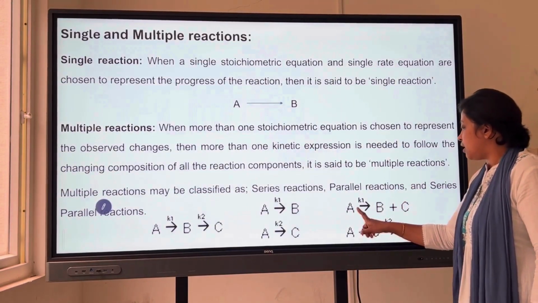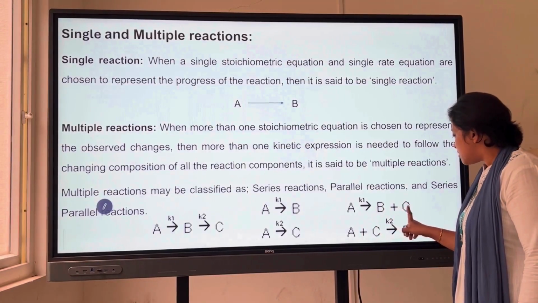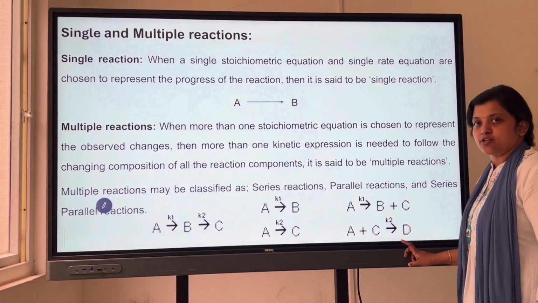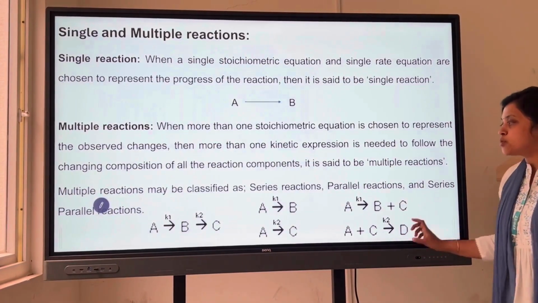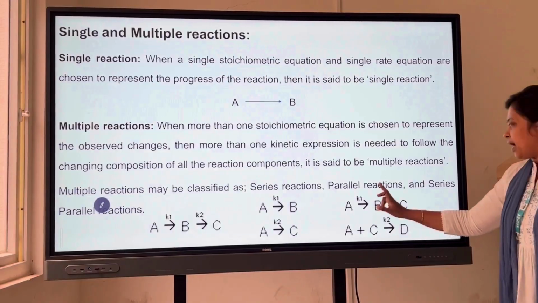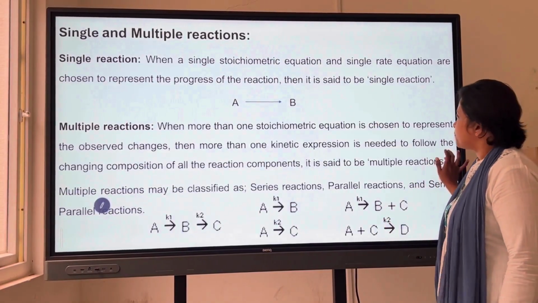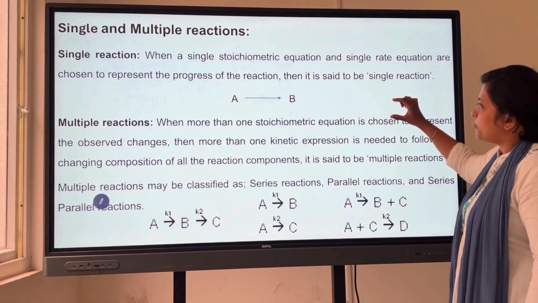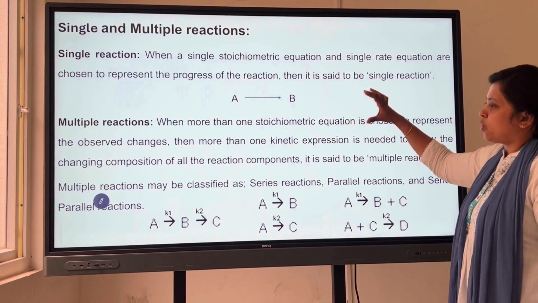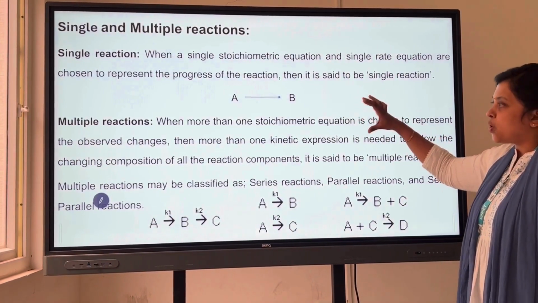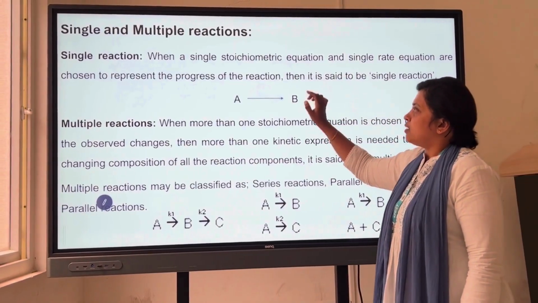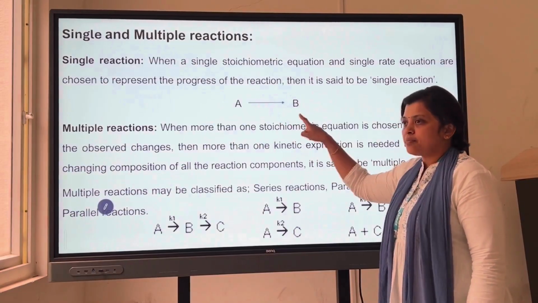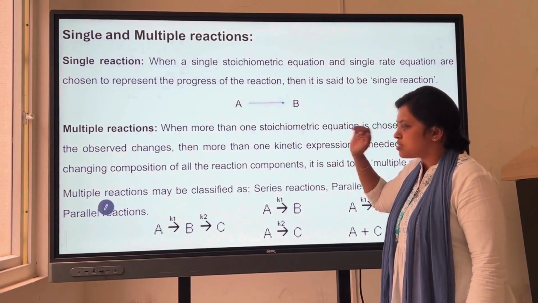And one more thing, see, A gives B. At the same time, it is giving C. And this C gives D. So it is denoting series reactions also. So only we are calling this particular reaction type parallel and series reactions. So based upon the lengthy steps we mention, or the stoichiometric expressions used to show the reactions, we are naming the reaction as single and multiple reactions. The first one is a single step, so we are naming this one single reactions.